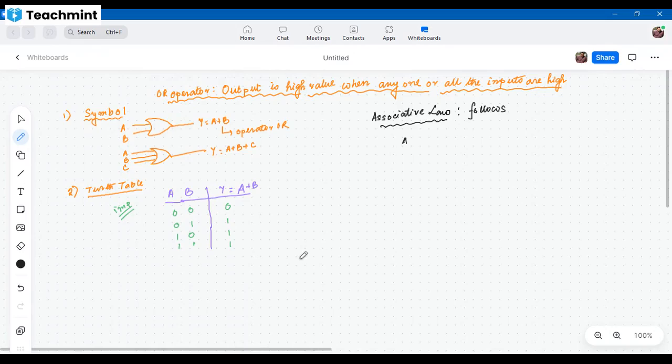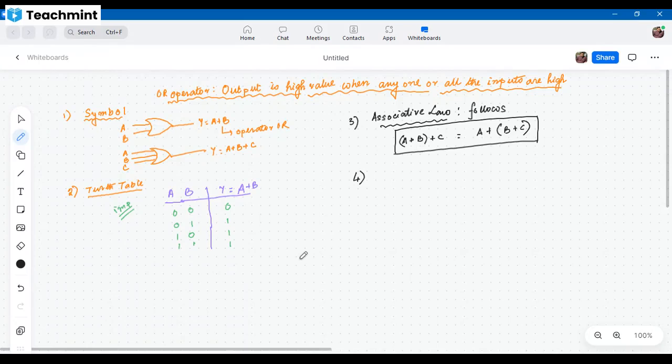It will be A plus B plus C equals A plus B plus C, grouped differently. So this is the associative law. It follows it. You have to prove it. I am not doing the proof because last day we have shown how to prove it. You must prove it. I will give it in the homework.